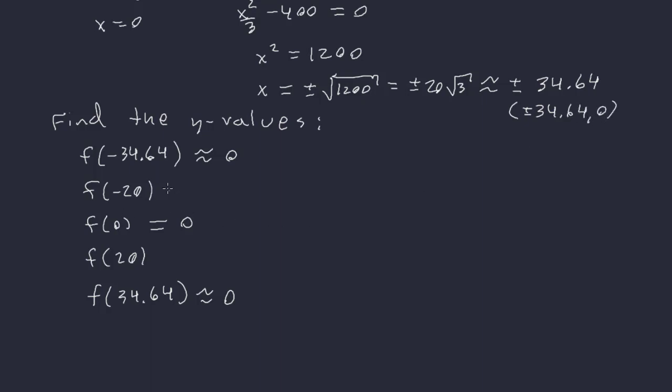Okay, so really we're more focused on what's going on with the negative 20 and 20. All right, so plugging in negative 20, we get 5,333.3 repeating. And at 20, we get negative 5,333.3 repeating. This is why we couldn't see this on our software.